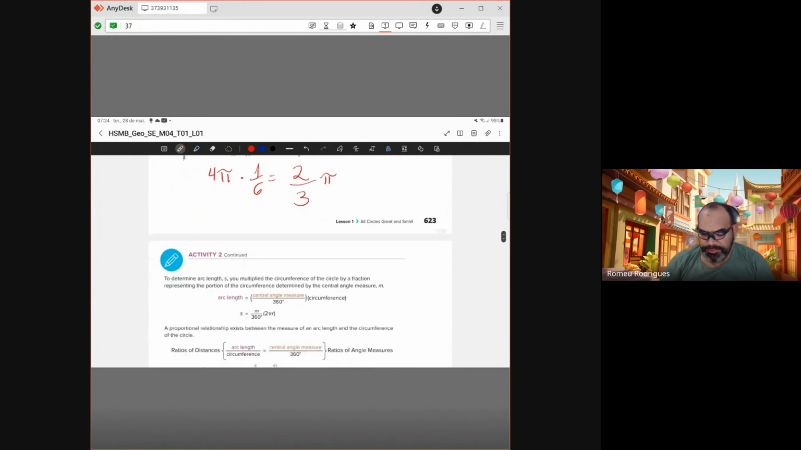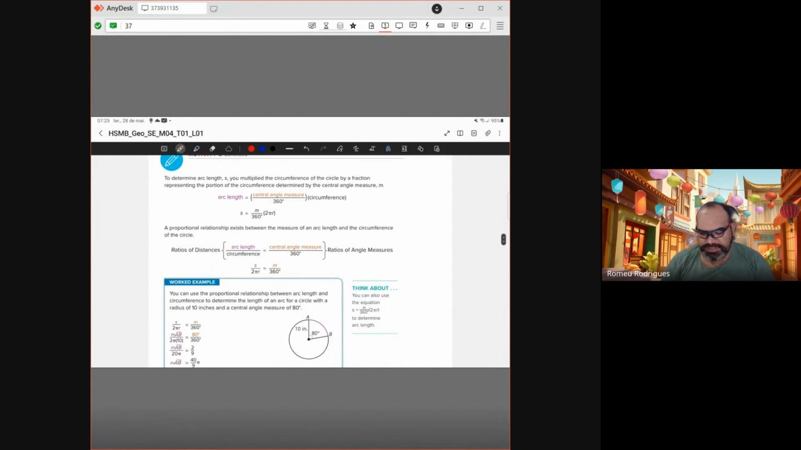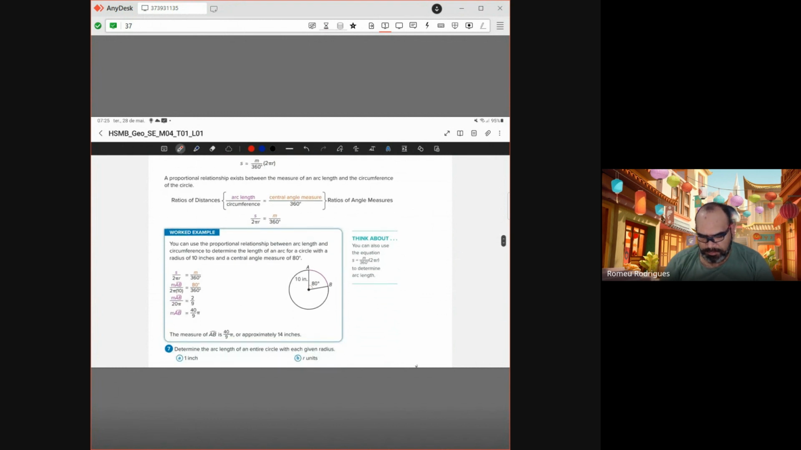Okay, go to page 624. It explains how we calculate arc length. Arc length equals the central angle measure divided by 360 times the circumference, which is the formula we know already. Great. And the proportion: arc length divided by circumference equals central angle measure divided by 360. If I gave you the arc length, and we know the formula, and we're looking for the angle, we can calculate that also. Great.